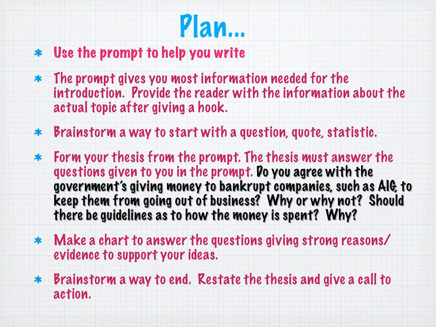Here's a persuasive prompt that we sometimes use in my class. It gives specific information. It asks a specific question of the writer. Recently, the U.S. government gave American Insurance Group $170 billion to keep the company from going out of business. There were no guidelines provided by the U.S. government as to how this money should or should not be spent. Instead of using all this money for that purpose, AIG executives paid $165 million in bonuses to over 400 employees.